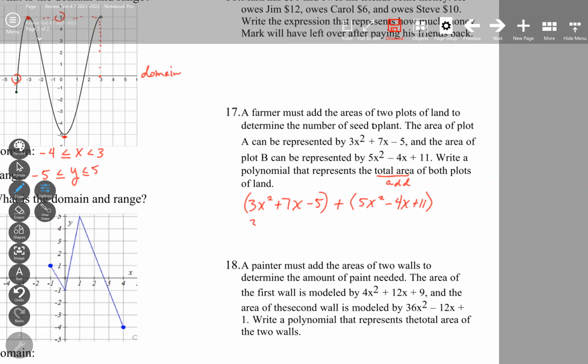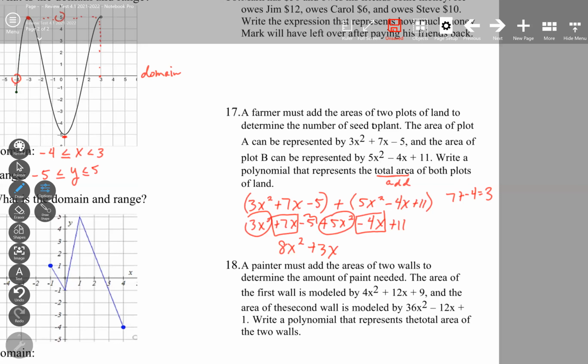So we can rewrite 3x squared plus 7x minus 5. And then here, technically, you're multiplying a positive 1 into all of these. So plus 5x squared minus 4x plus 11. And then we just combine 3x squared and 5x squared. So that's 8x squared. And then we would do a 7x together with the negative 4. So 7 plus negative 4. That's 3. So plus 3x.